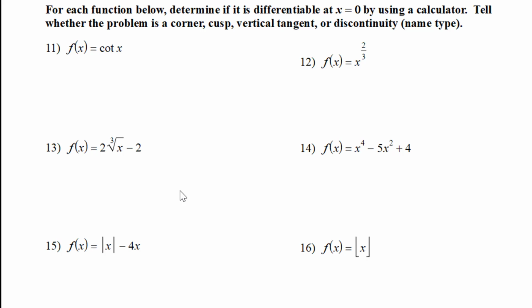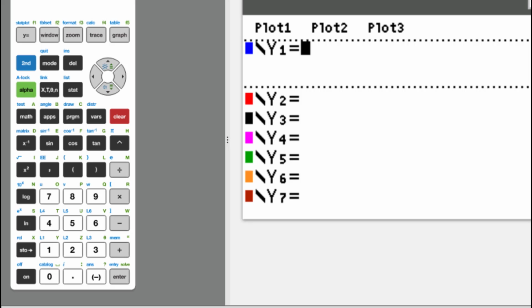All right, on this page, we are going to look at each of these functions. We're going to graph them, and we are going to determine if they're differentiable at x equals 0 by using the calculator. And just by examining, determine if we have a corner, a cusp, a vertical tangent, or some kind of discontinuity there. So our first one is cotangent of x. So let's bring up our calculator. Here's our calculator, and we're going to type in cotangent. Well, there's no function for cotangent, but we should know that cotangent is 1 over tangent of x.